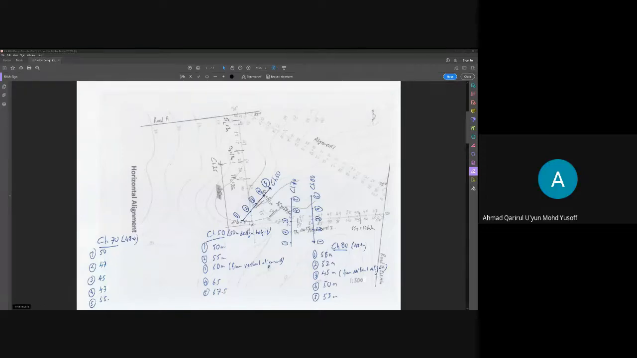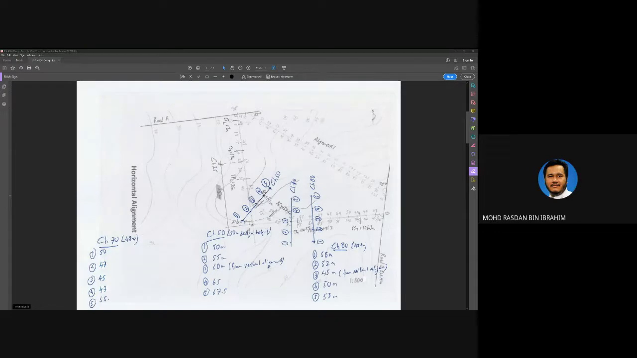Doctor, I have another question. To calculate the borrow earth, do we need to provide a mass haul diagram? No, you just calculate the area from your graph, your vertical alignment graph. Okay. Okay, got it. Thank you, Doctor.